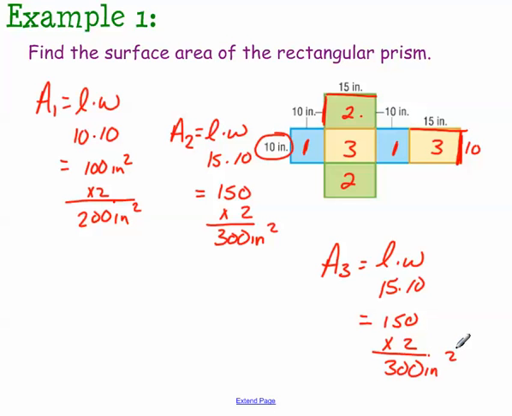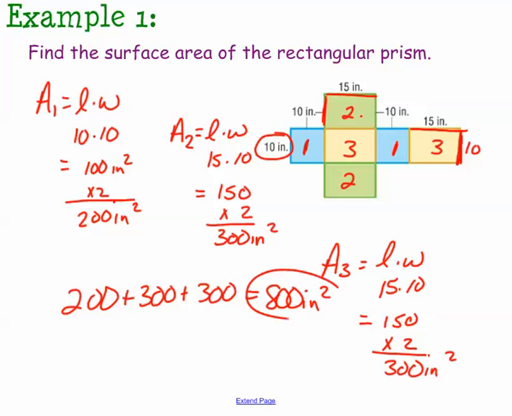So for the surface area of all of this, I would need to add them all up. 200 plus 300 plus 300 equals 800 square inches. So that's the surface area of all of those faces. Okay?